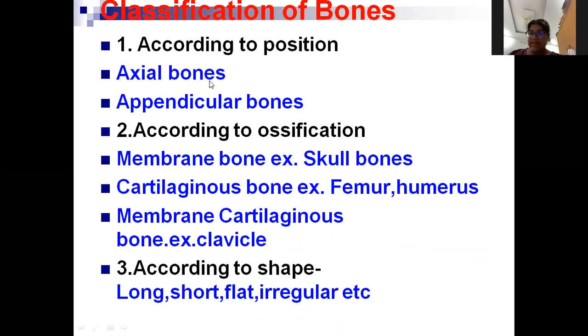Now coming to the classification of bones, this will be asked in tomorrow's exam, so from here you need to concentrate more. According to position, we have axial bones and appendicular bones. I will show with the help of pictures also. This question was asked for your immediate senior batch; the 2020 batch had this question for 5 marks. According to ossification, we have membranous bones and cartilaginous bones. We have certain bones which ossify in both membrane and cartilage. I will help you understand these terms with diagrams. And according to shape, we have long, short, flat, and irregular bones.